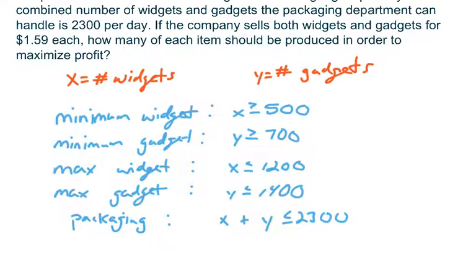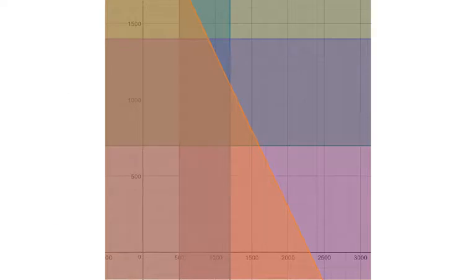Now these are going to be big numbers, 500 and 700 for our minimums, 1,200 and 1,400 for our maximums, and then this is a line with 2,300 as a y-intercept. Again, use Desmos, use a graphing calculator, use technology to your advantage to graph this. I already did that, and it looks like this.